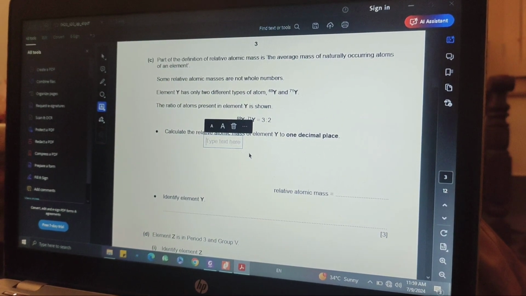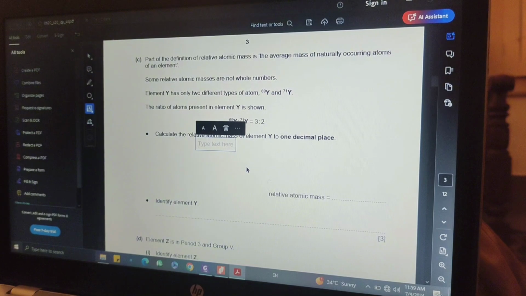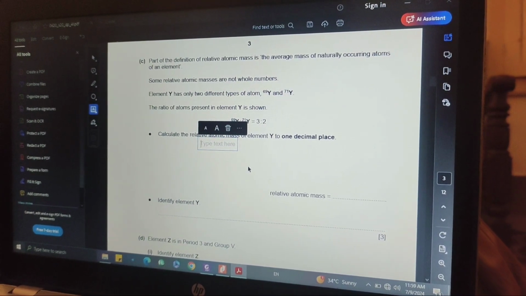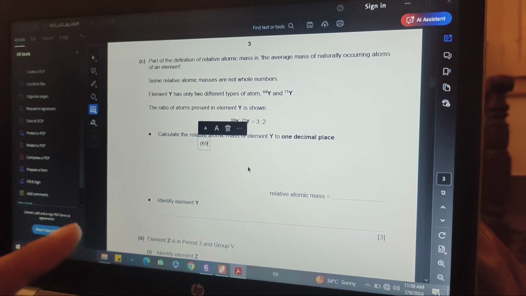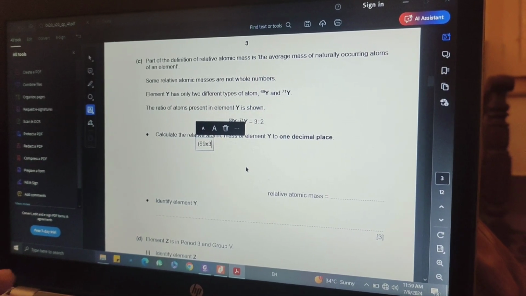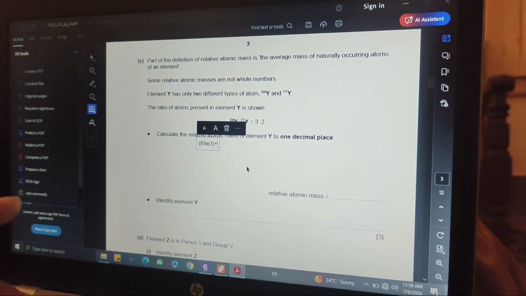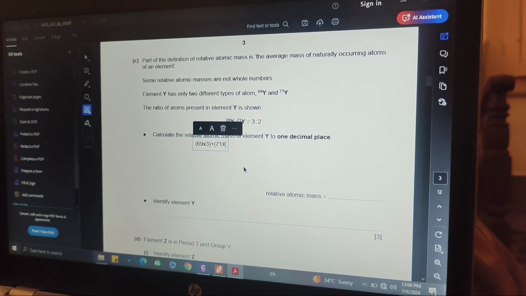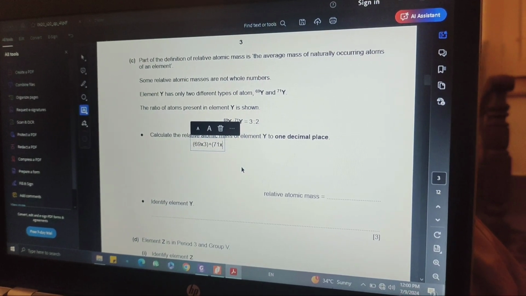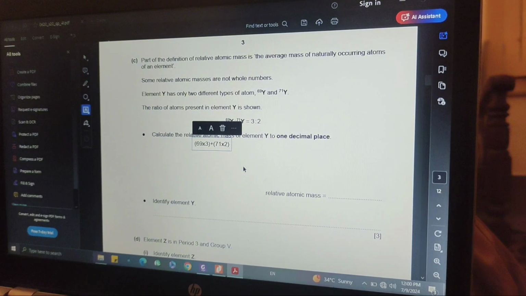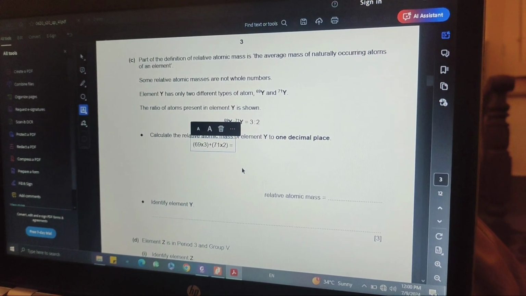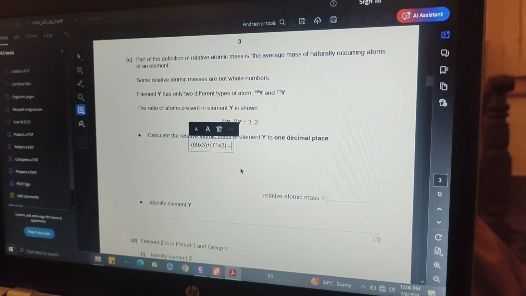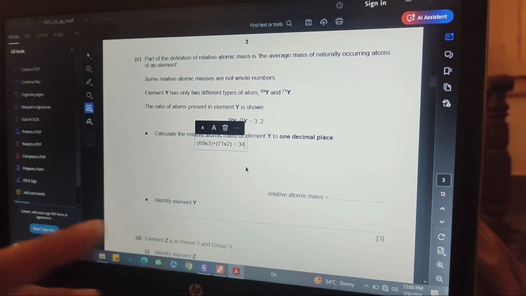We'll be multiplying the atomic masses with their ratio. For Y69 we'll be doing it like this: 69 multiplied by 3 plus 71 multiplied by 2. That gives us the answer of about 207 plus 142, which is about 349.